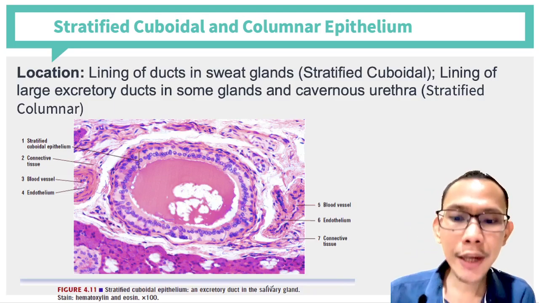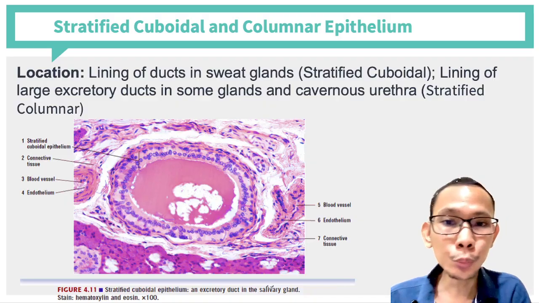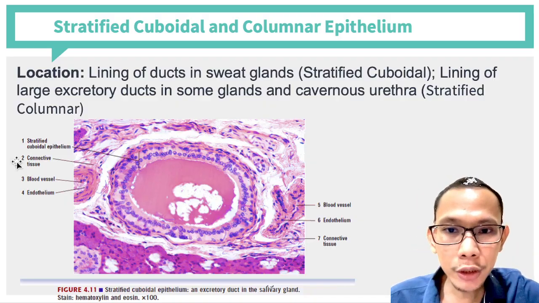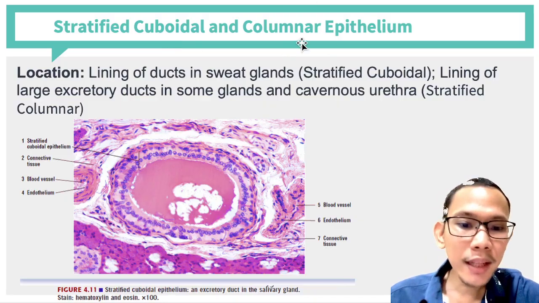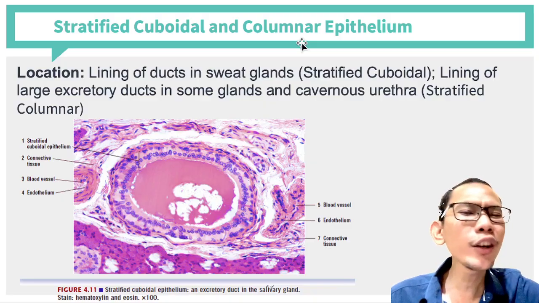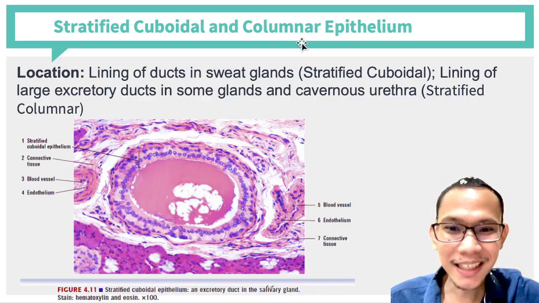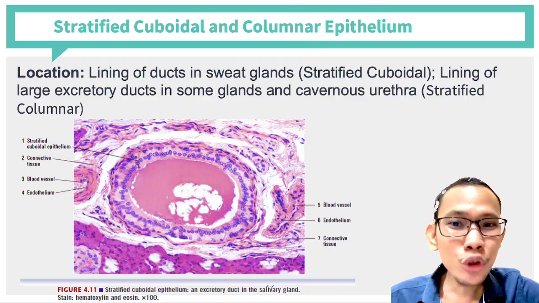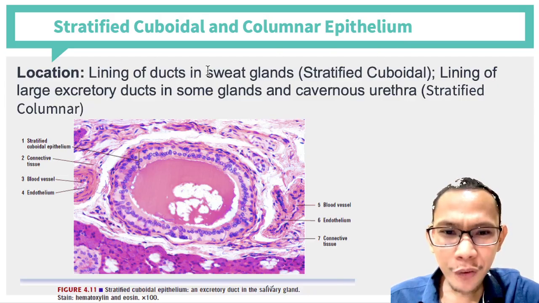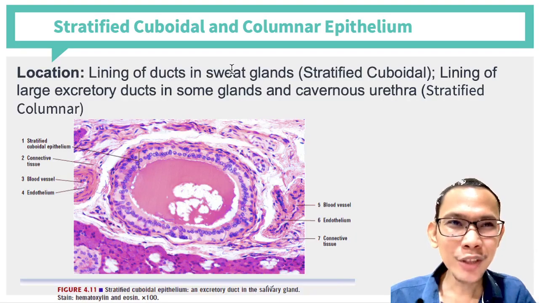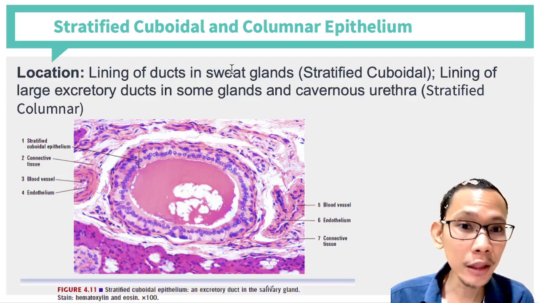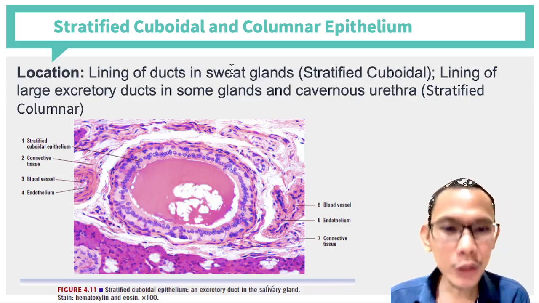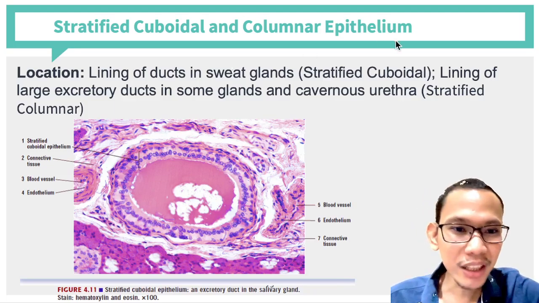Now, for your stratified cuboidal and stratified columnar, we will combine them. Please take note, stratified cuboidal and stratified columnar have a limited distribution in the body. They are very few in the body that we need to memorize. Again, limited distribution only for cuboidal and columnar. Stratified cuboidal is found in the lining of the ducts and sweat glands. That's it. Just remember that. Ducts and sweat glands. What will be the lining epithelium? Stratified cuboidal epithelium, Doc. That's the only part where we see stratified cuboidal.